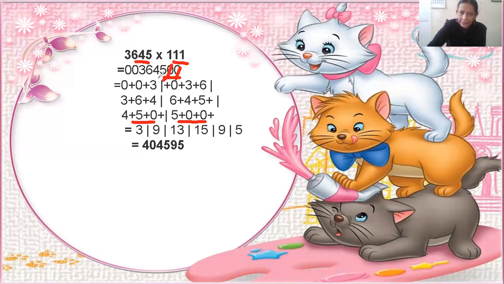You take the next three terms. What are the next three terms? You look here carefully. 6, 4 and 5. These are the next three terms. So here put a slash and write down 6 plus 4 plus 5.